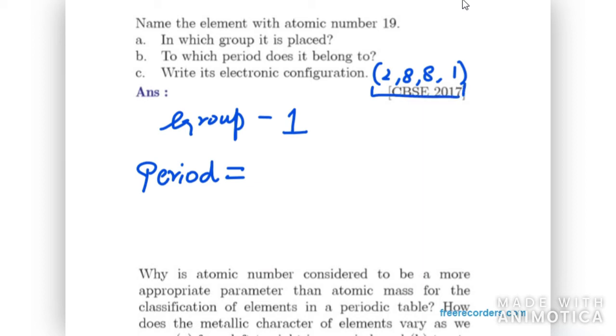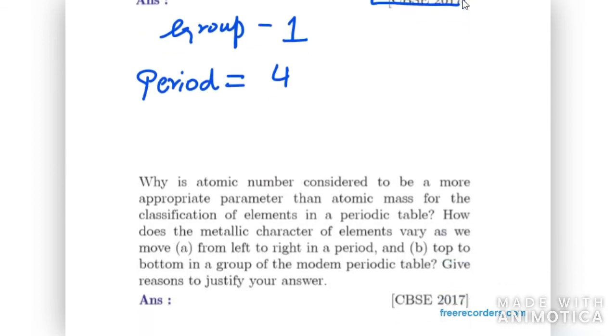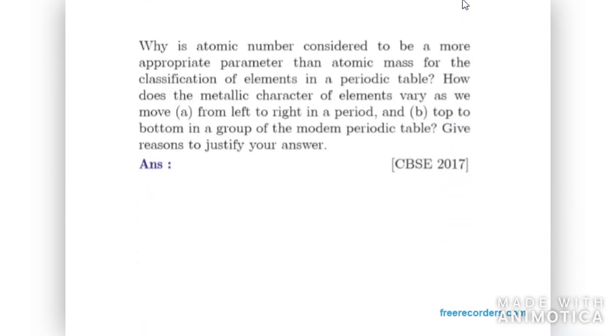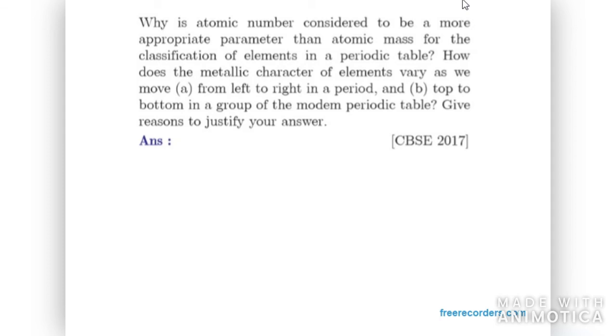Now moving on to next. It says why is atomic number considered to be more appropriate parameter than atomic mass for the classification of elements in a periodic table, and how does the metallic character of elements vary as we move from left to right in a period and top to bottom in a group of the modern periodic table. Give reason to justify your answer.